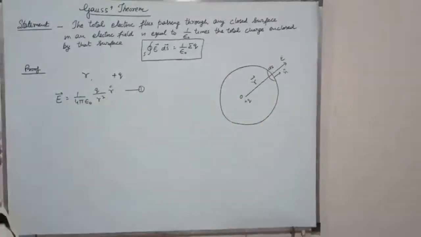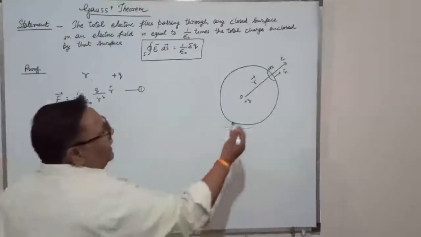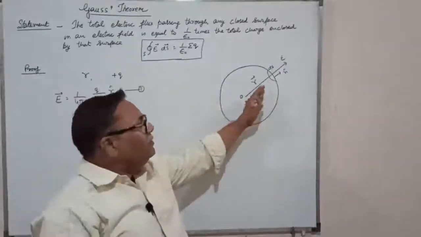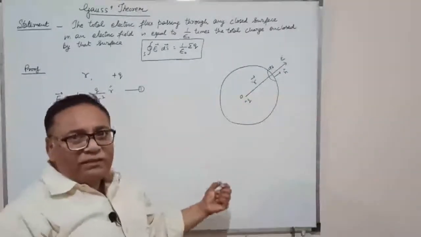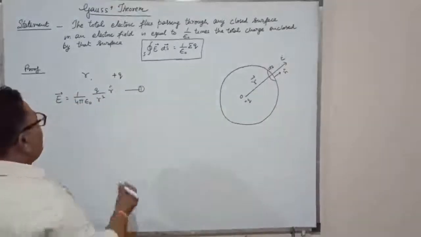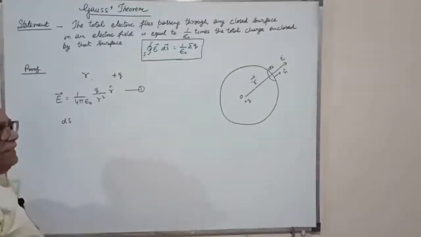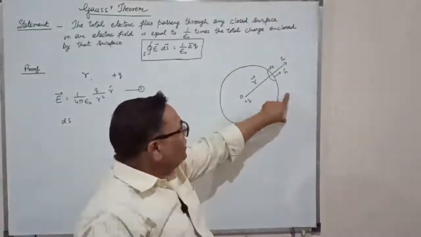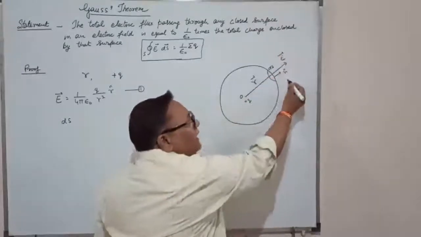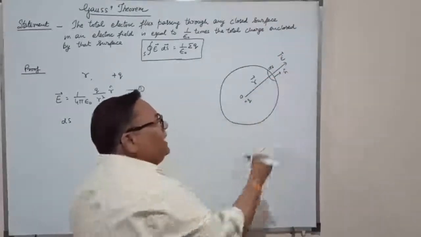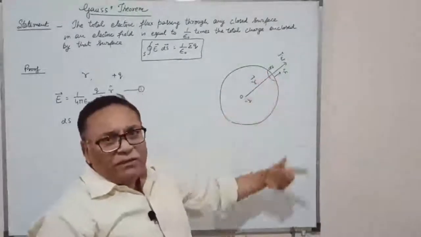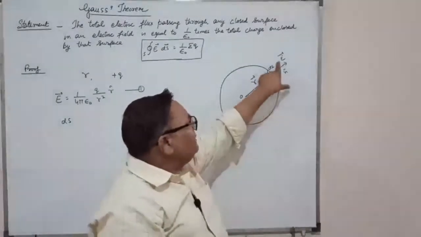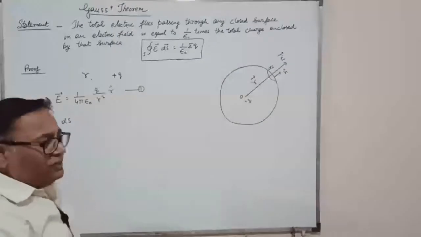Clear? Now consider an infinitesimally small area ds on the surface of the spherical shell. The direction of electric field intensity and area vector of ds are shown in the figure. Clear? This is the direction of the area vector and this is the direction of the electric field intensity.